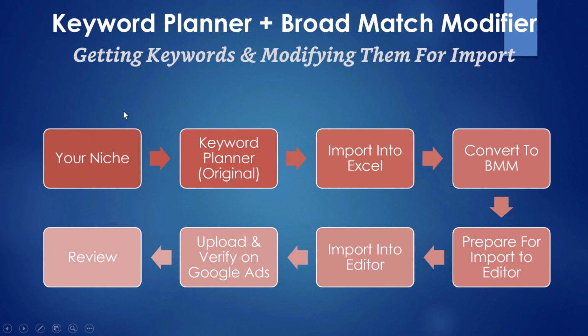So once again, we covered our niche, which was the ceiling renovations. We went into the original keyword planner, not the new one, but the original one. We imported the keywords into Excel, converted them into Broad Match Modifier, prepared them for import. So we added the campaign tabs and all that other fun stuff. We imported them into the editor. We uploaded them to Google Ads, and we verified that everything was okay. So we disabled the search network or the search partners and the display network, and then the review.